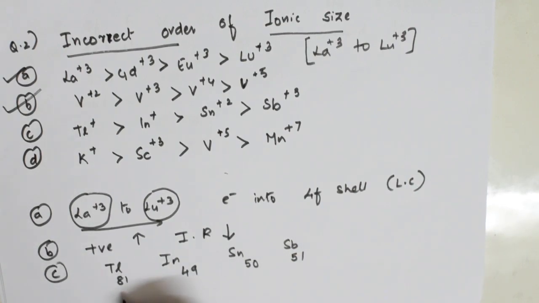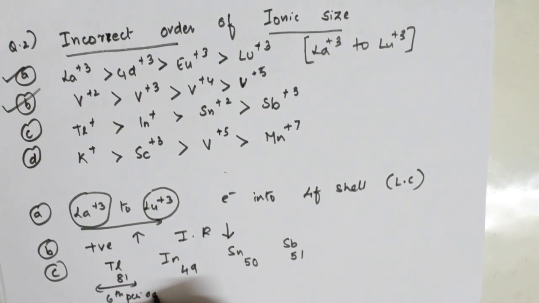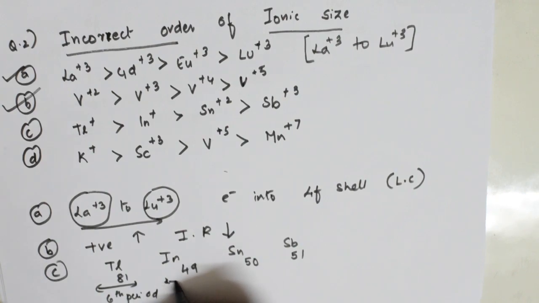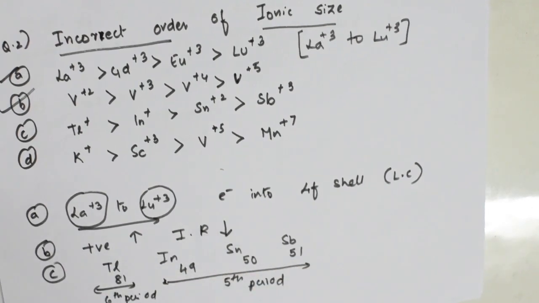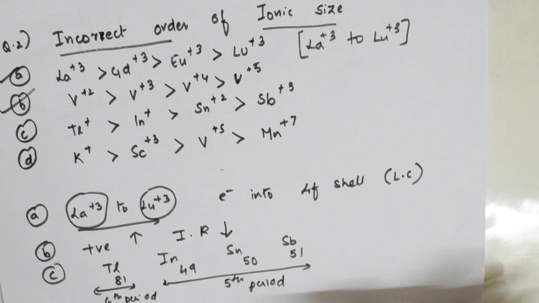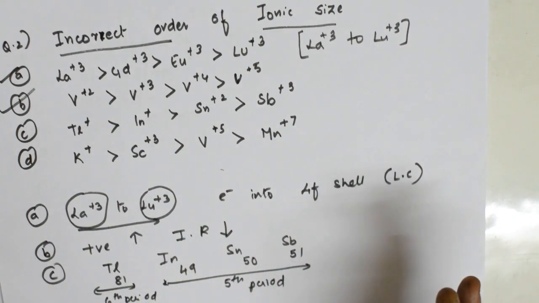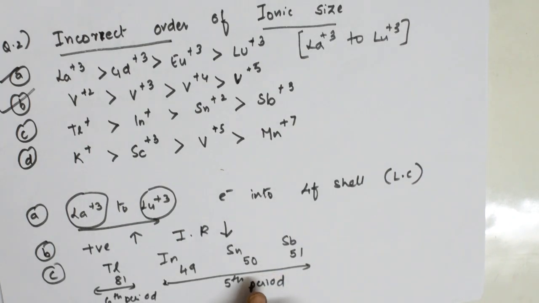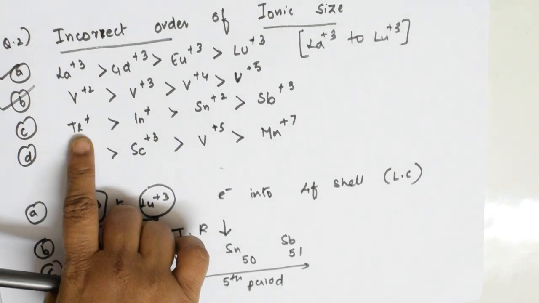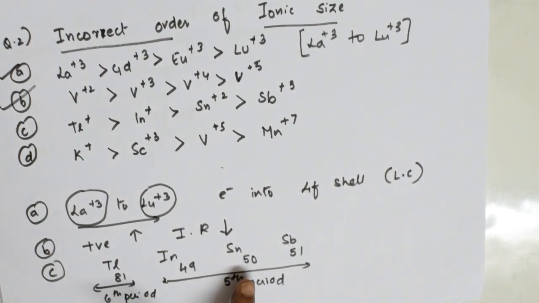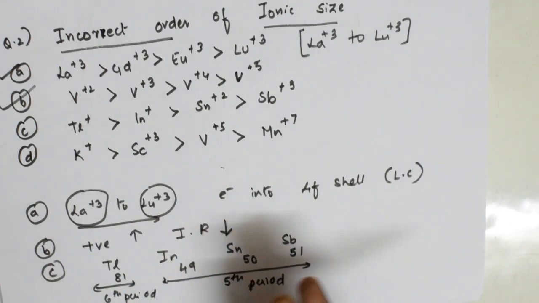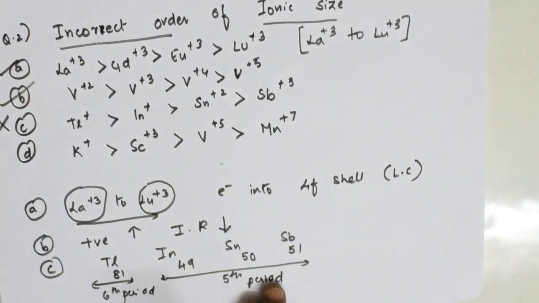Now when I see this configuration, which period does it belong to? This belongs to the 6th period. And all these others belong to the 5th period. We know that when I move from left to right in the periodic table, the ionic size reduces. See the order here: the 6th period has come first, then indium, then tin, then antimony. So the order should be like this, because the 5th comes first, then comes the 6th. So this order is wrong.